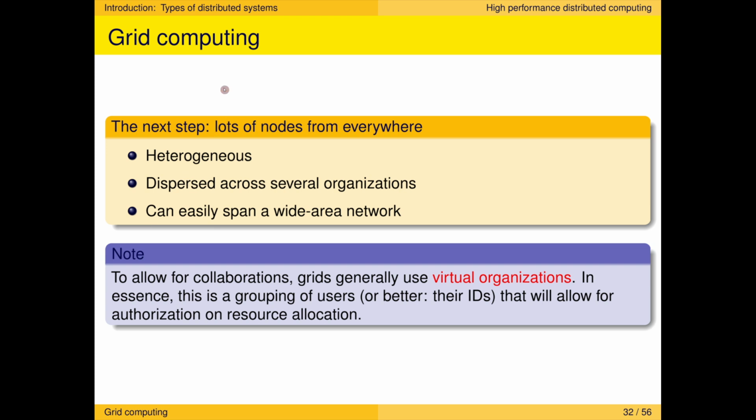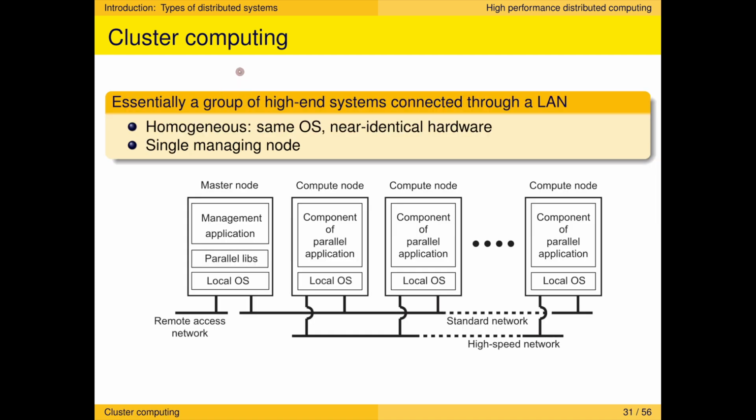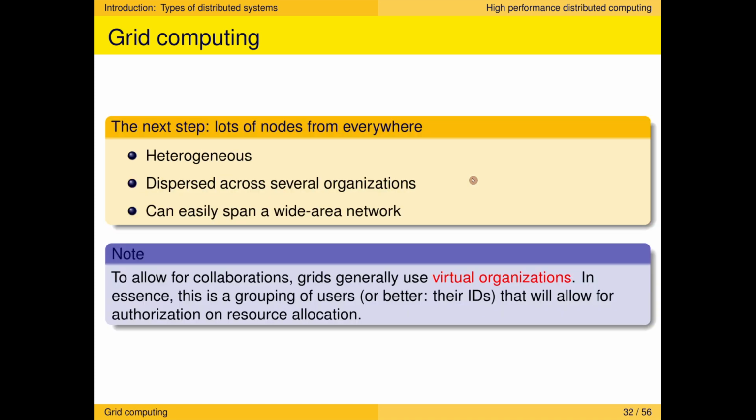Grid computing is somewhat different. Note that in the case of cluster computing, we would like to have the same operating system and also the same or near identical hardware over here so that we can manage these easily, and it wouldn't matter on which compute node a process is running. Whereas in the case of grid computing, the nodes are heterogeneous. Moreover, they don't even typically belong to the same organization.